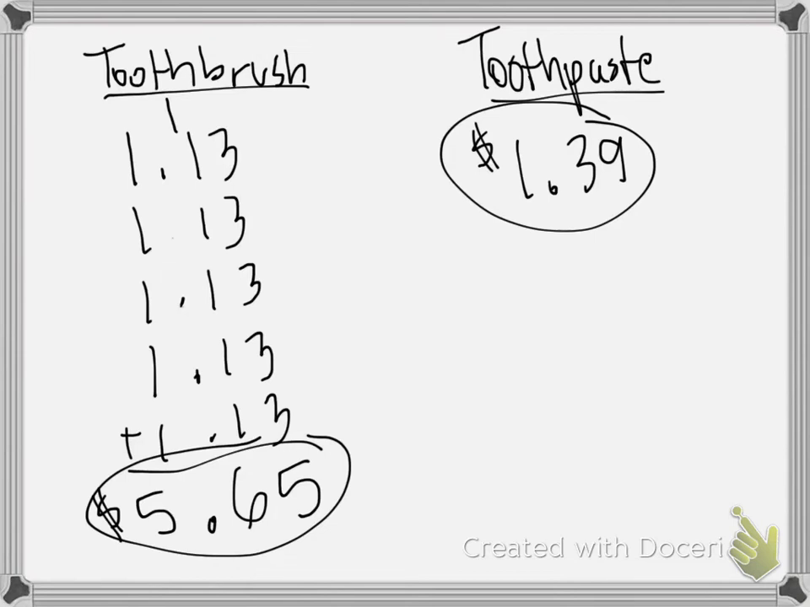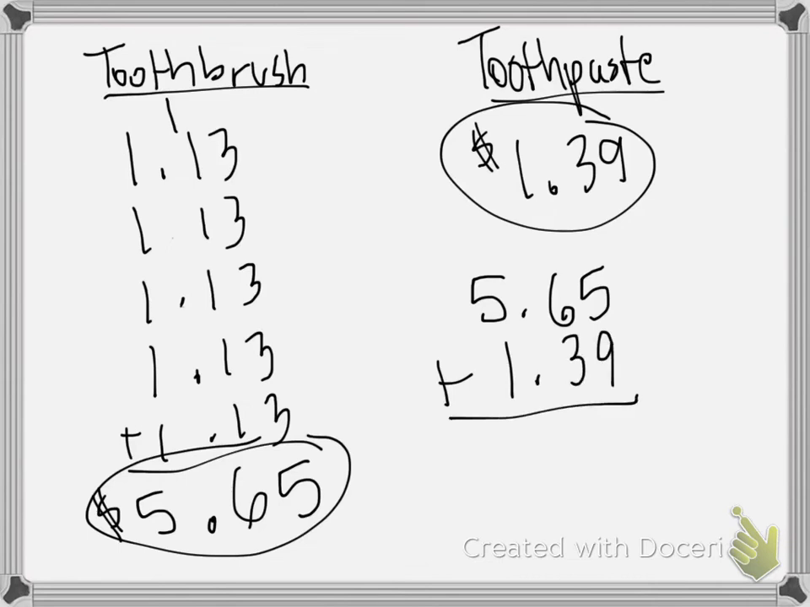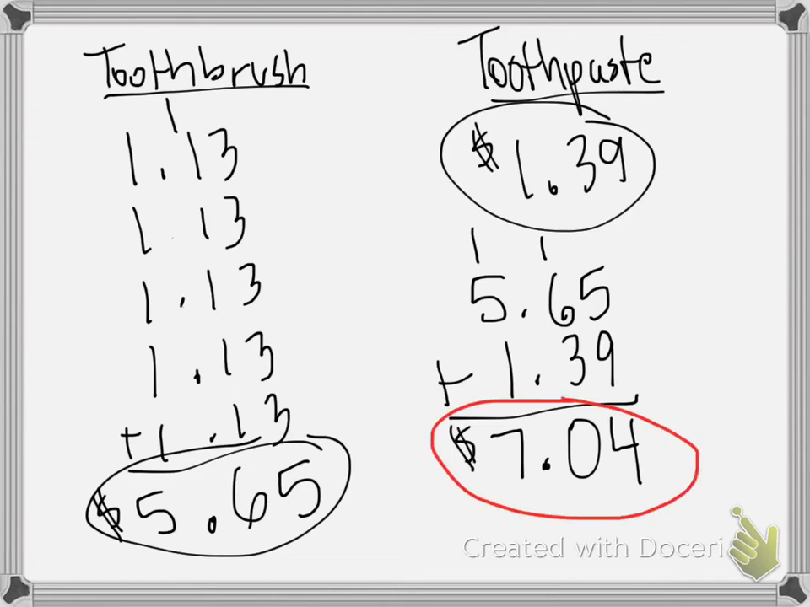Well, to find the total of something, we're simply going to add those together. So $5.65 plus $1.39. Let's see, 5 plus 9 would give me 14. Carry my 1. 1 plus 6 is 7. Plus 3 more is 10. Carry my 1. Don't forget your decimal. And then 1 plus 5 is 6, plus 1 more is 7. So $7.04 would be my final answer. Not too bad. So let's go ahead and try number 2.